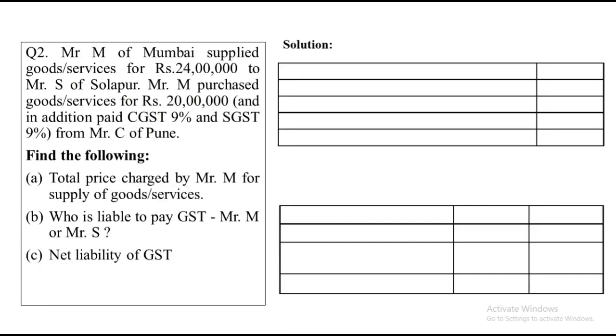Mr. M of Mumbai supplied goods and services of rupees 24 lakhs to Mr. S of Solapur. So M is supplying goods to S, same state. Mr. M purchased goods of 20 lakhs, in addition paid CGST of 9% and SGST of 9% to Mr. C. So now there are two conditions here. Number one, M is supplying goods, and in order to supply those goods, he had bought some raw material from somewhere else. So there are three parties included in this, okay?